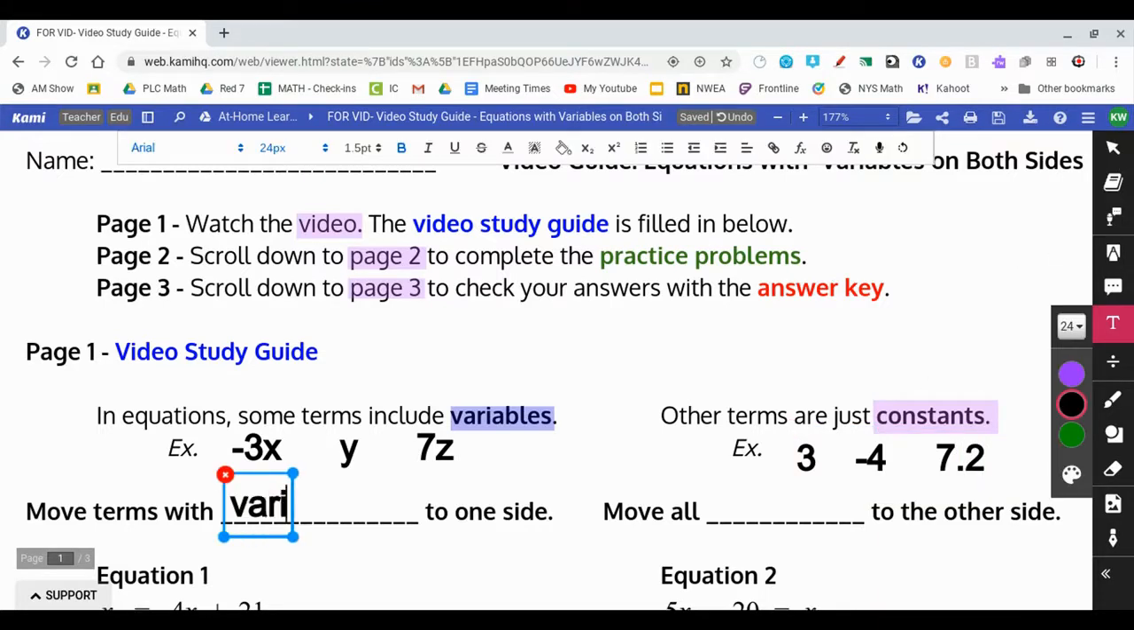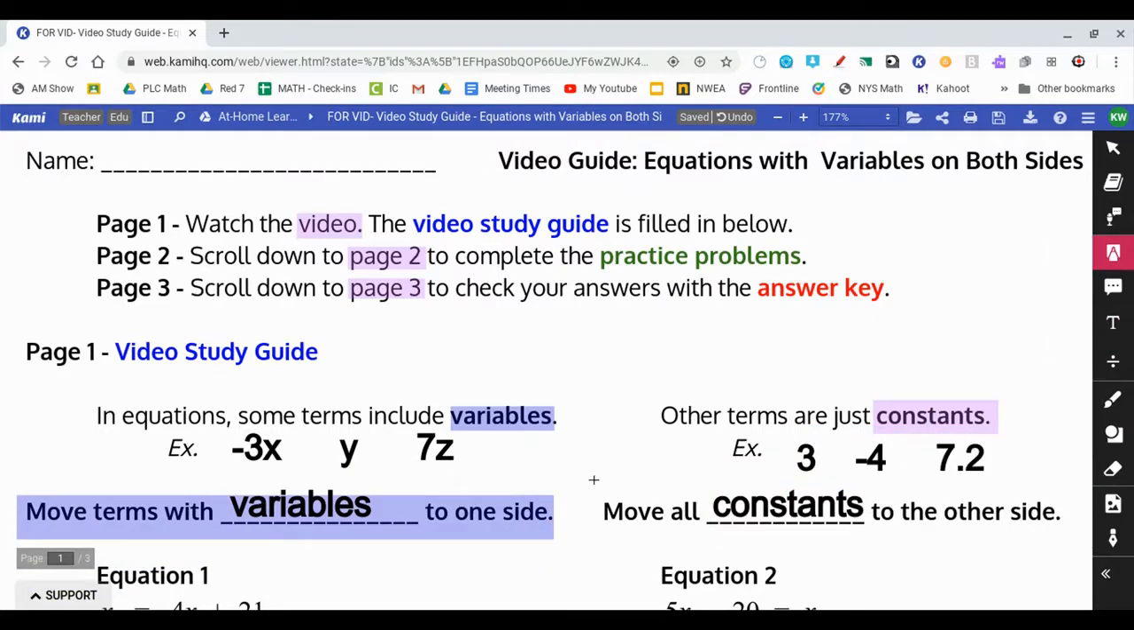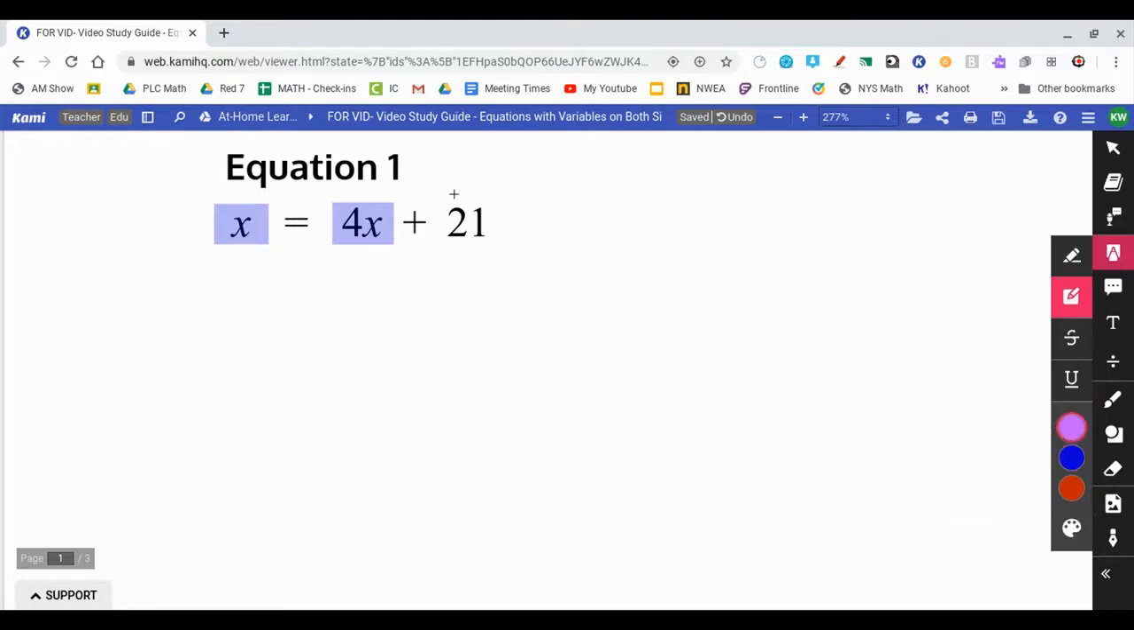So today when we solve equations, we're going to move all the terms with variables to one side of the equal sign, and then we're going to move all the terms with constants to the other side of the equal sign. To see this clearly, I'm going to color code variables blue and constants a purple pink. My first equation is x equals 4x plus 21. I'm going to highlight the terms with variables in blue, and I'm going to highlight that one constant term in that pinkish purple color.